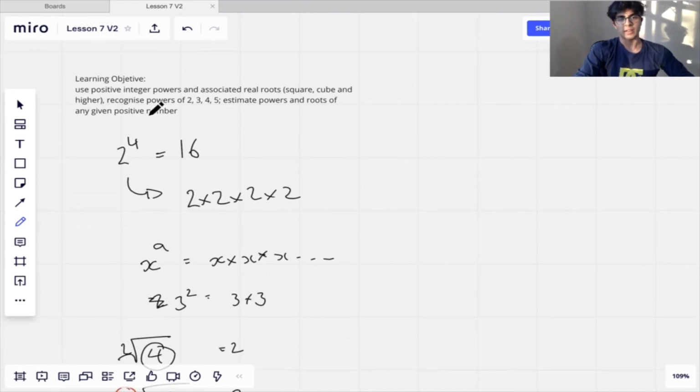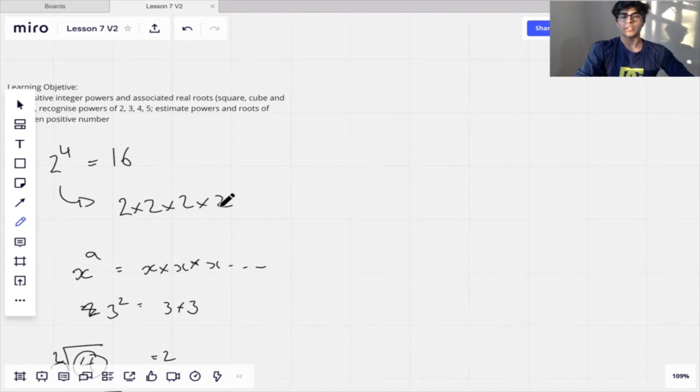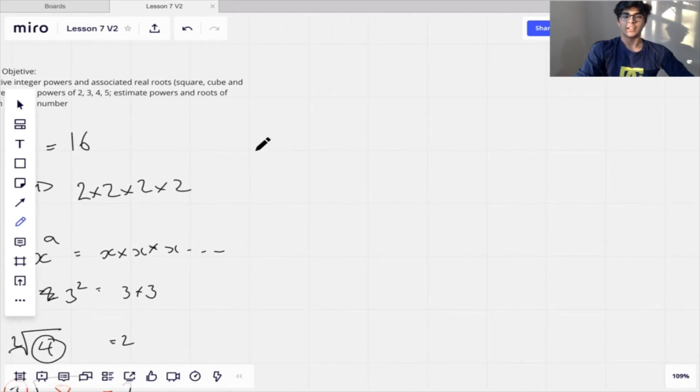Now another thing is to recognize powers of 2, 3, 4, and 5. What this means is that you should know, for example, 2 squared is equal to 4, and 3 squared is equal to 9, and even cubes, say 2 cubed is equal to 8, and the same with 4 and 5.